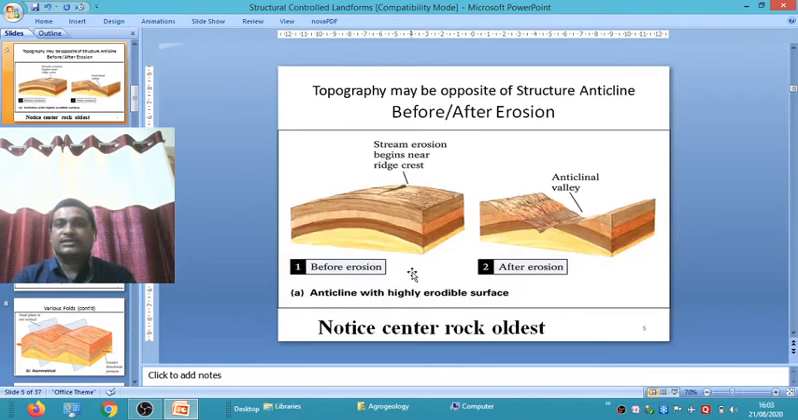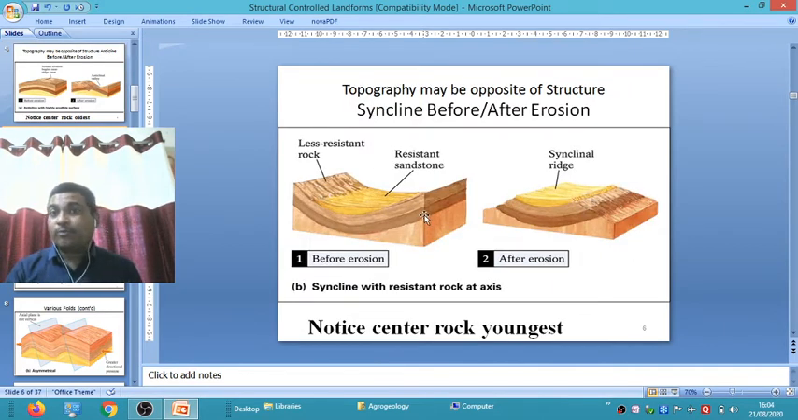Okay, this is the topography, maybe the opposite of the structure, anticline. This is the anticline. Stream erosion occurs near the ridge crest, axial plane. Most of the streams flow parallel to the axial plane. This is an anticlinal valley. Some of the rock has been removed on the axial plane and formed a valley. Valley means river channel. Before erosion this type of structure is seen, and after erosion due to the geological action of the river, it is called an anticlinal valley.